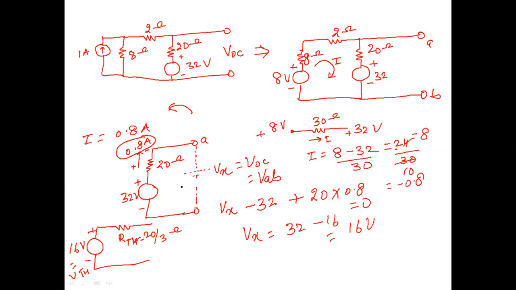So in Thevenin, what have we done? Let me just recapitulate: we have found RTh and VTh. Once we find these two things, our Thevenin equivalent is completed. This is called the Thevenin equivalent.